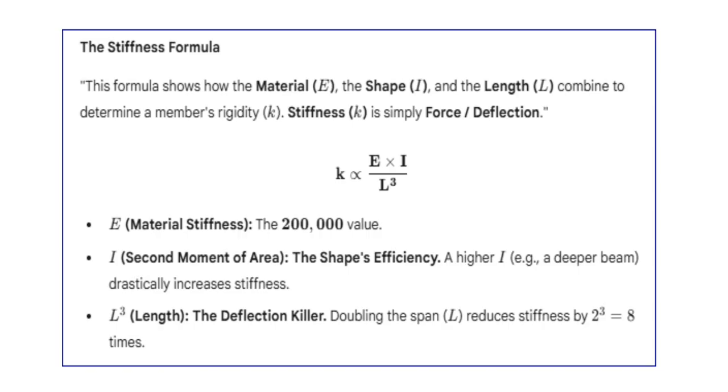Doubling the span reduces stiffness by 8 times. If we make the span 2L, the stiffness is automatically reduced by 8 times, because L cube becomes 2 cube, which is 8. So if you just double the span, the stiffness gets reduced by 8 times. It is very dangerous to increase spans during structural design. We have to be very careful with respect to EI, and for that we have to increase the depth of the sections and the material property in parallel.